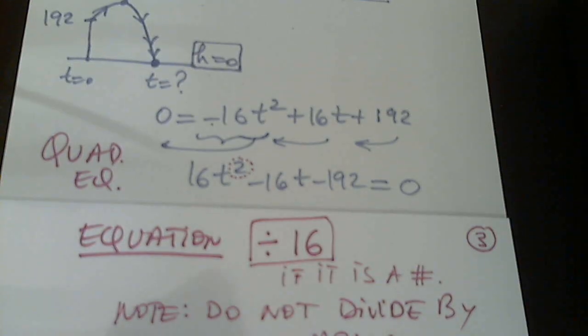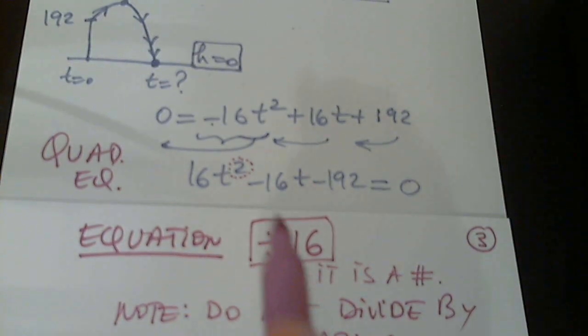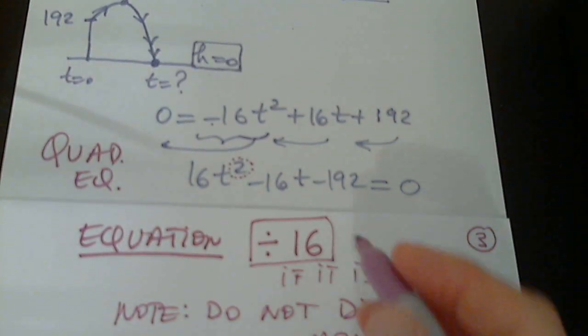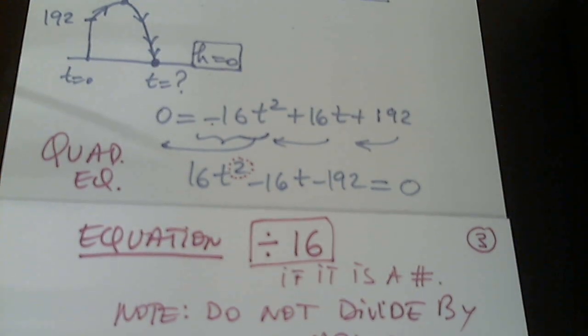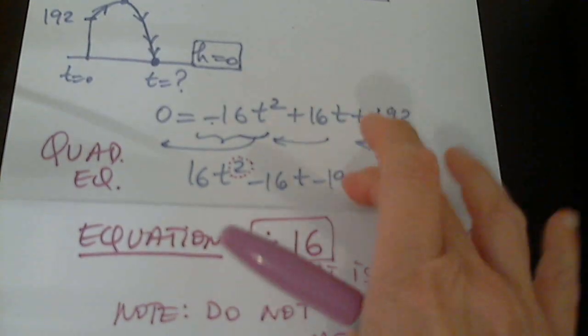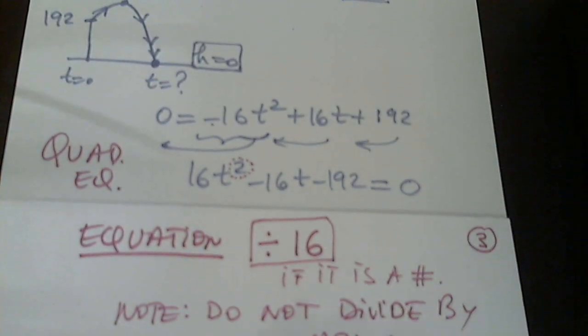16t squared divided by 16, minus 16t divided by 16, minus 192 divided by 16, and we got 12. We divided it together. And 0 divided by 16 is 0. I cannot pick and choose. If I divide by 16, I have to divide each and every term by 16. This divided by 16, this divided by 16, this divided by 16, this divided by 16. This is simpler than this one, right?